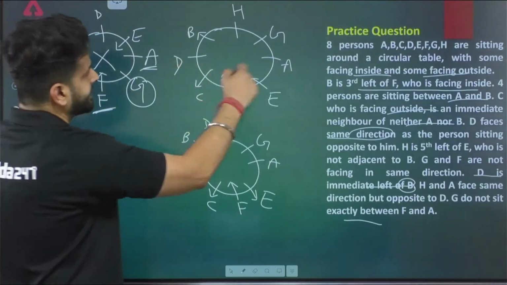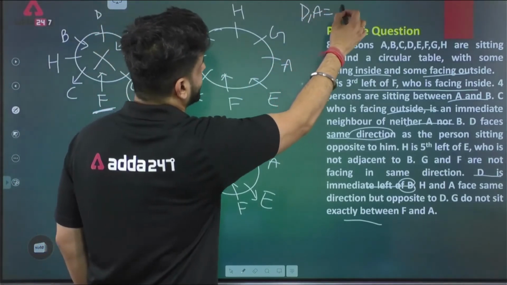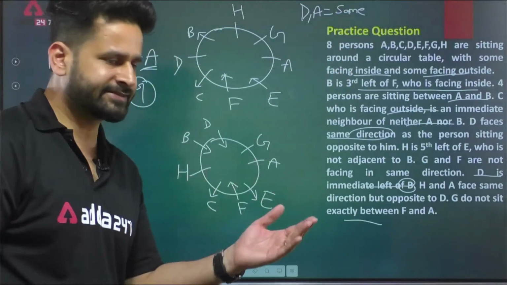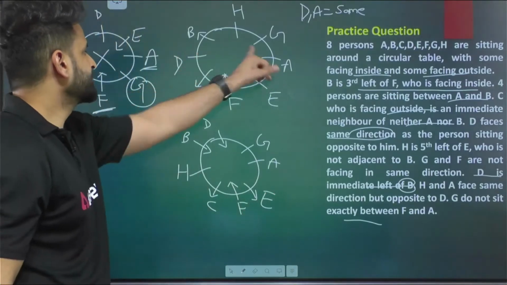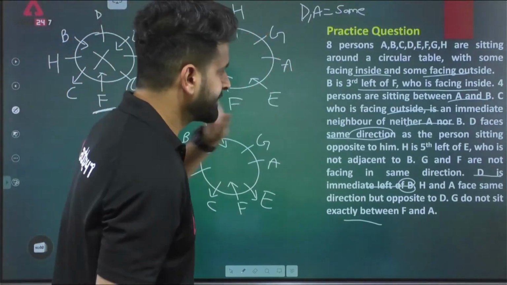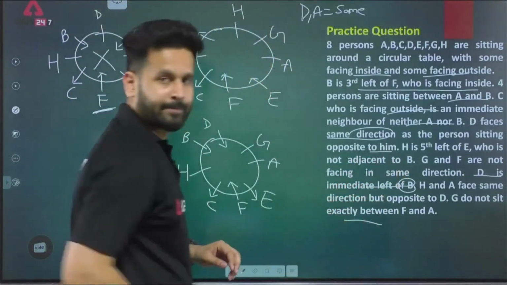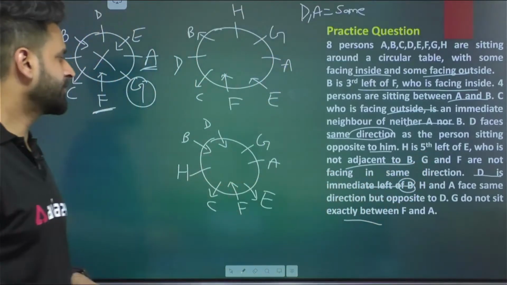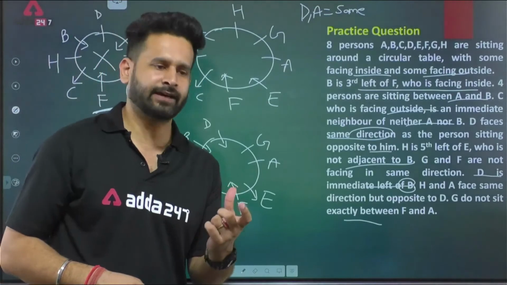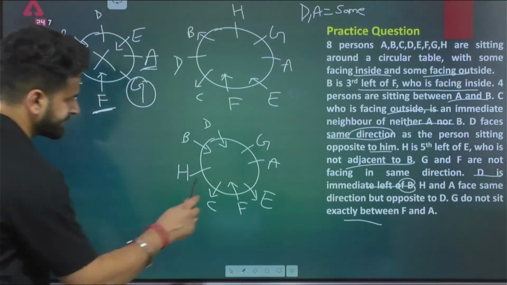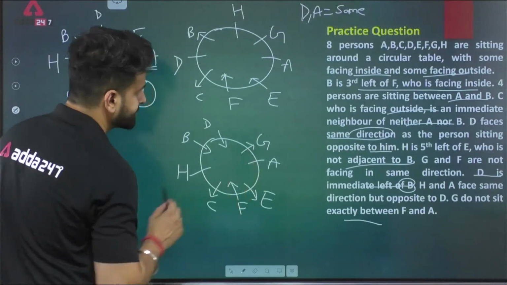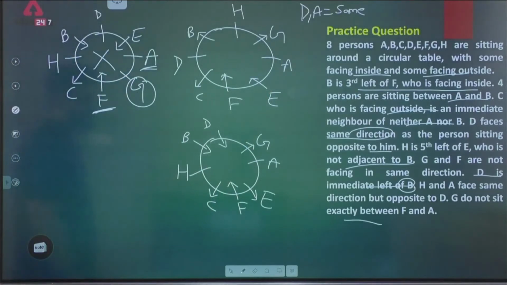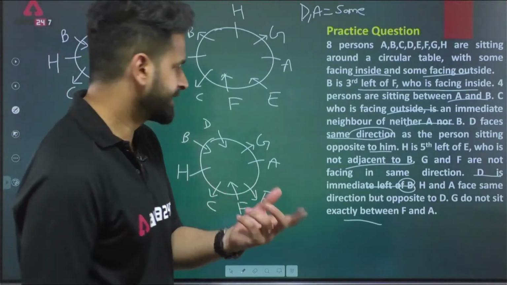Here I can write D and A. For this case I am writing D and A will face in the same direction, because it is given the person sitting opposite to D faces the same direction, right? So here D is sitting opposite to A, both D and A will face the same direction. After that, H is fifth left of E, who is not adjacent to B. Done. G and F are not facing the same direction. That means the direction of G and F are different. In this case, F is facing inside, so G will face outside. They will face in opposite directions.